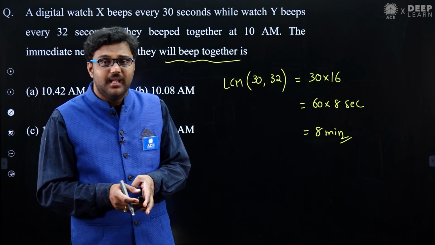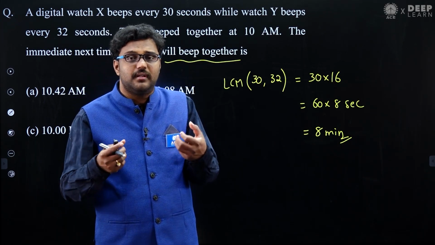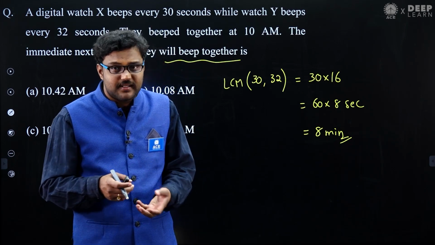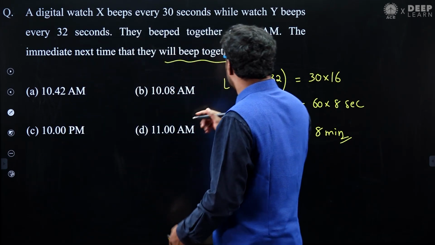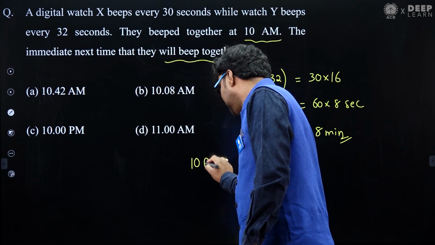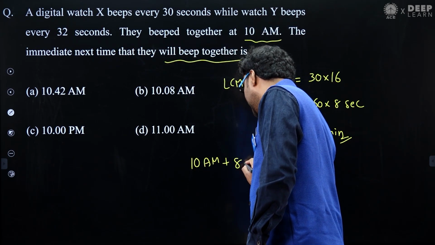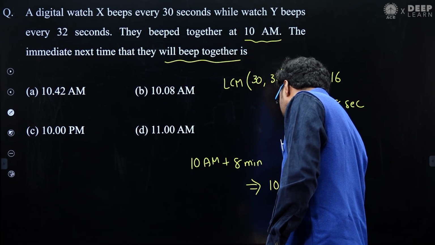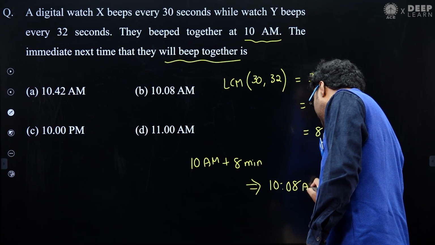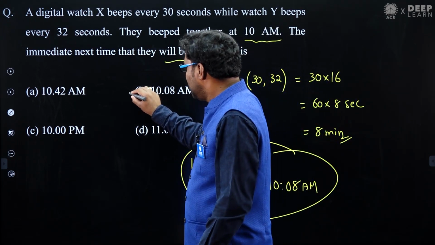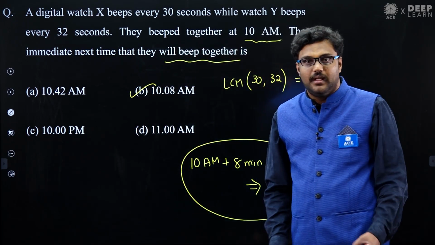What is the meaning? Every 8 minutes, both watches will beep once together. Already it beeps at 10 a.m. Then 8 minutes after 10 a.m., they will again beep together. So it's nothing but 10:08. Option B is correct.